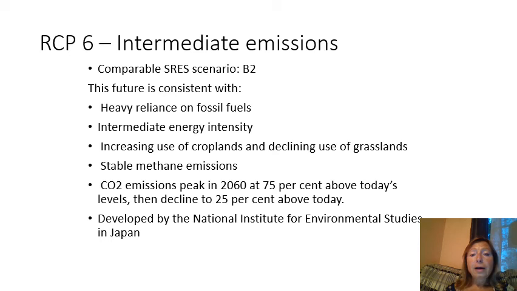And we would see the maximum emissions, the emissions higher than today by 75% by 2060. And then the emissions would stabilize, and then they would decline, and essentially they would be 25% above what we have today by the end of the century. So it's a much later stabilization with much later transition towards more renewables.